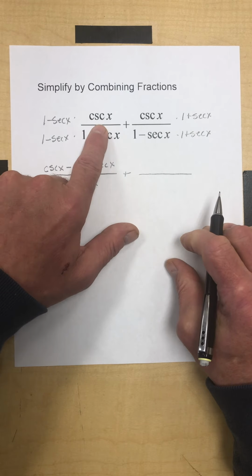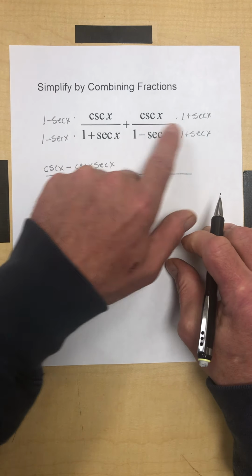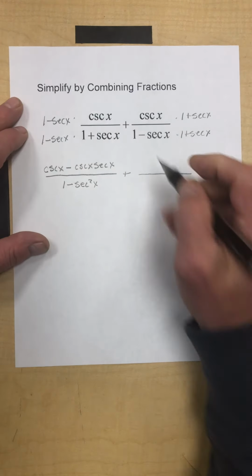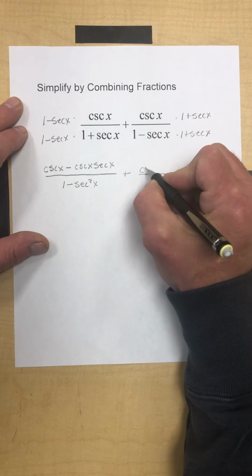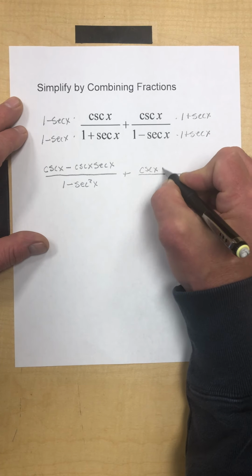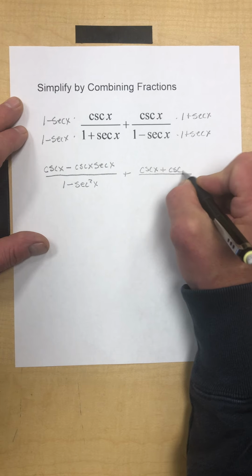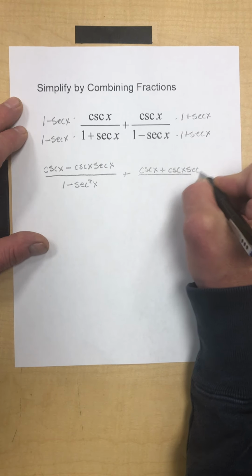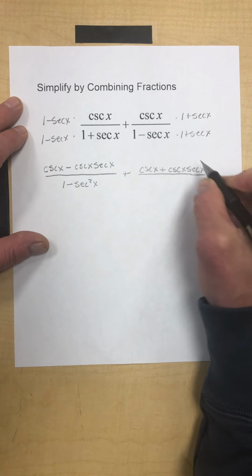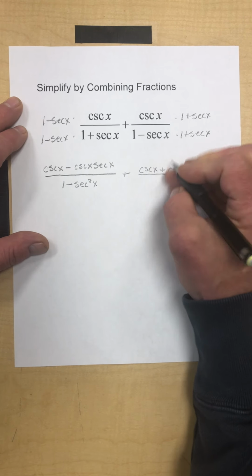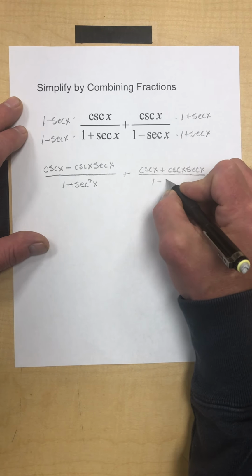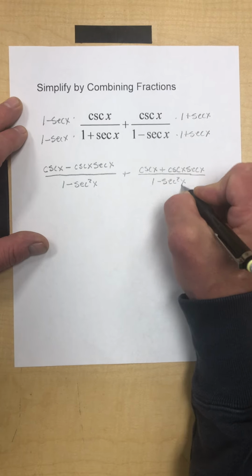Okay, well, I distributed the cosecant through this guy, so I might as well do it through this guy. So I get cosecant of x plus cosecant of x secant of x. And as we said, these are both conjugates, so I know I'm going to get a difference of squares, 1 minus secant squared of x.